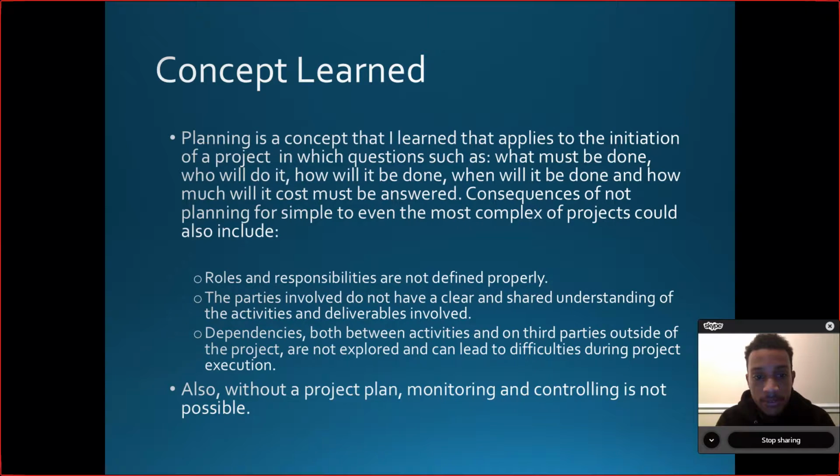Consequences of not planning, for simple to even the most complex of projects, could include that roles and responsibilities are not defined properly, parties involved do not have a clear and shared understanding of the activities and deliverables involved, and dependencies both between activities and on third parties outside of the project are not explored and can lead to difficulties during project execution. Also, without a project plan, monitoring and controlling is not possible.